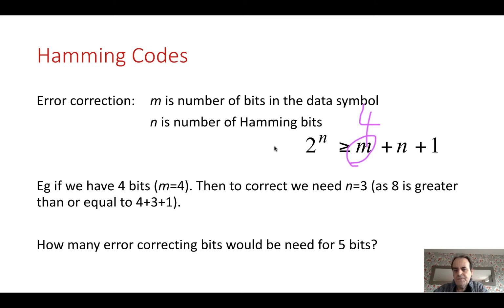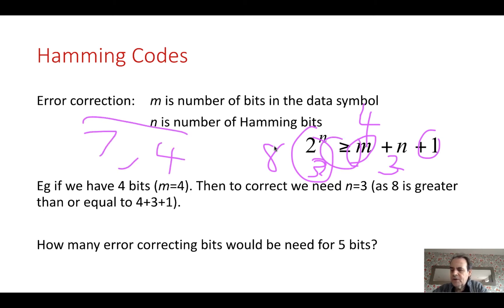bits in our data, and then if we tried 2 Hamming bits here, that wouldn't work. If we tried 3, then that would be 8. And 4 plus 3 is 7, plus 1 is 8. So that complies with it. So one code that we can have is what's called a 4-3 code, where we have 4 data bits and 3 Hamming bits added.